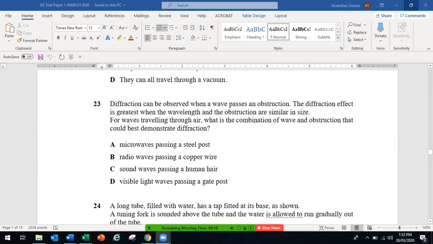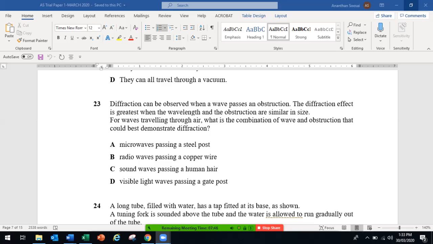Okay, 23. Diffraction can be observed when a wave passes an obstruction. Diffraction is greatest when the wavelength and the obstruction are similar in size. Best diffraction happens when the separation is the same as the small wavelength. For waves traveling through air, what is the combination of wave and obstruction that could best demonstrate diffraction?